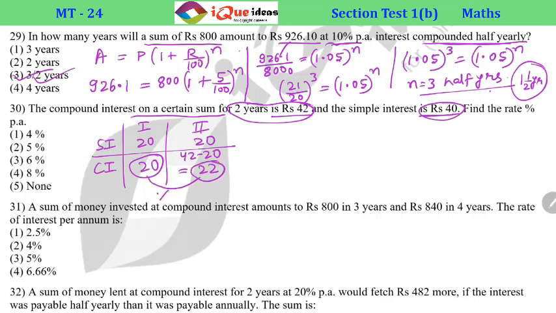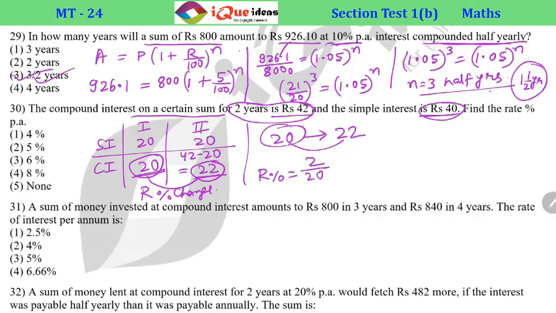Whatever is the percentage change is the rate, right? Whatever is the percentage change from first year compound interest to the second year compound interest. So from 20 to 22, what is the value change? 2. So rate percentage will be 2 upon 20 into 100. So 2 upon 20 is 1 by 10, that is 10%. All right.